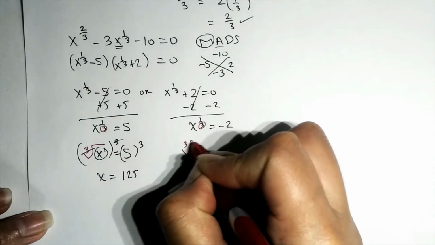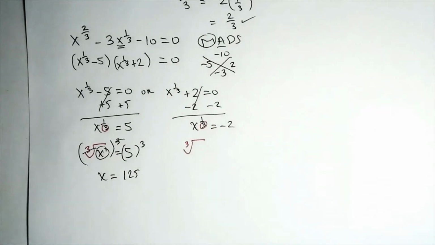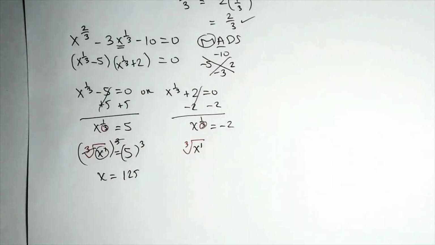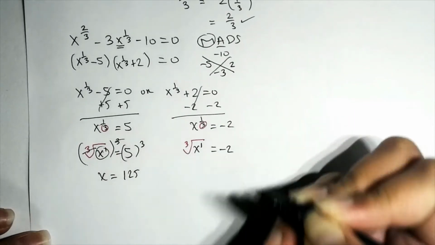So that will give us cube root of whatever we're left with. And we're left with x to the first power. Okay, so we have cube root of x. And I told you why I like to put the 1. If you don't need the 1, I don't need the 1. I mean, do what you got to do. So that will leave us with cube root of x equals -2.